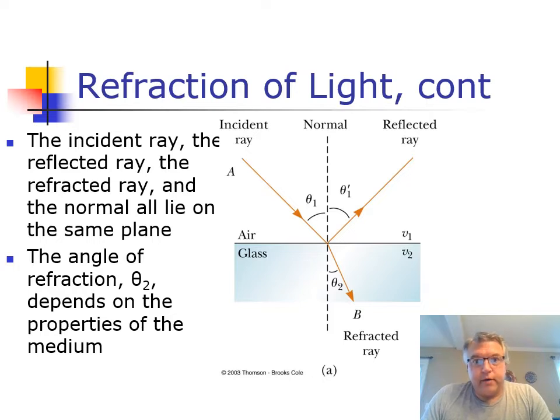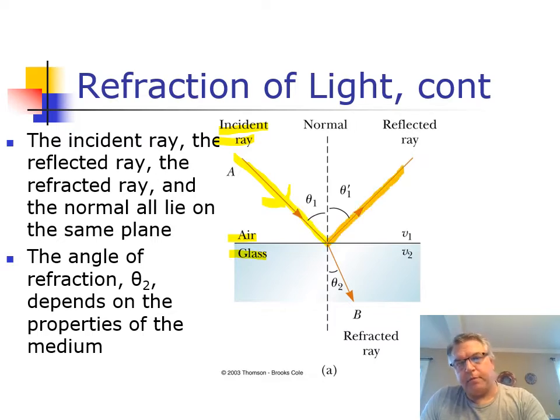Let's take a look at a diagram of refraction. If we have an incident ray of light, here's my incident ray coming down in that direction, traveling through air, and it reaches the boundary between air and glass. When this ray of light reaches that boundary, part of the ray of light is going to reflect back into the first medium. So we are going to have some reflection of that ray. However, some of that ray of light is also going to travel down through the glass.